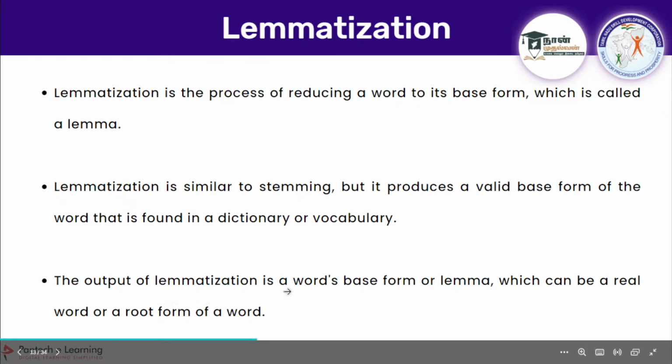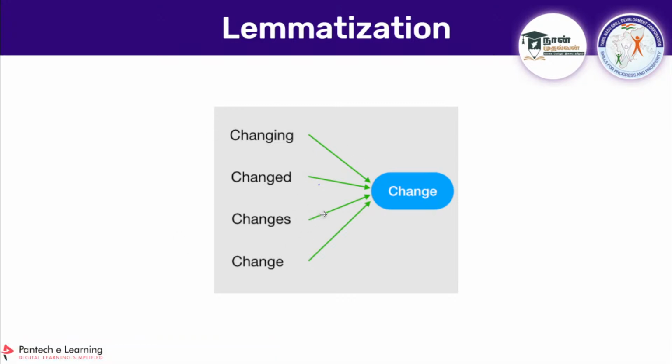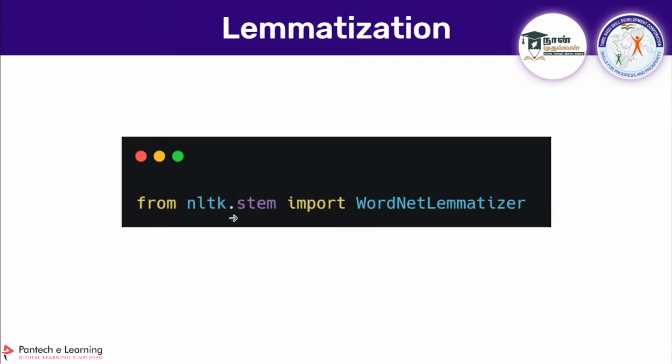The output of lemmatization is a word's base form or lemma, which can be a real word or a root form of a word. For example, these things are converted into change. I hope you can understand, finding the base word is done with the help of lemmatization. And to achieve this, you can go from nltk.stem, import WordNetLemmatizer. Okay guys? So I hope we can try this one also to find the base word.